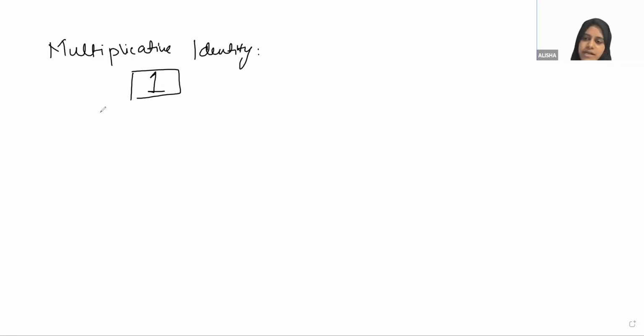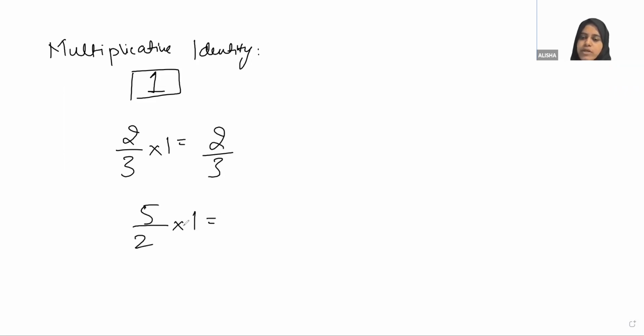the rational number itself, right? For example, if I multiply 2 by 3 by 1, what would be the outcome? 2 by 3, right? If I multiply 5 by 2 with 1, how much will I get? It will be 5 by 2. So 1 is the multiplicative identity, as we are saying that if we multiply 1 with any rational number, the answer would be the rational number itself, right or wrong?